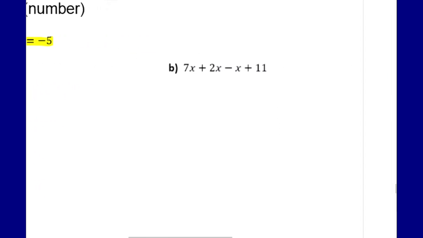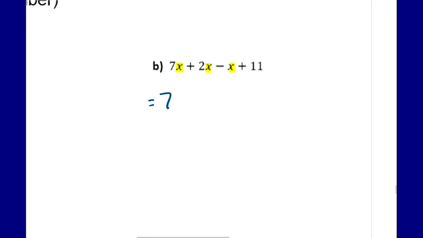B, same idea. Everywhere I see an x, I'm going to replace it with a -5. So 7 and what operation is going on? Is it going to be 7 minus 5, or is it going to be something else? Well, I have 7 and x side by side.